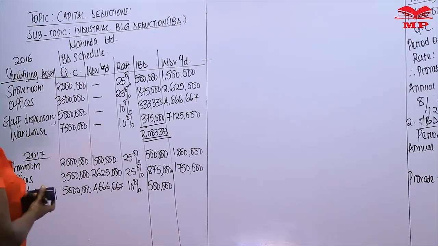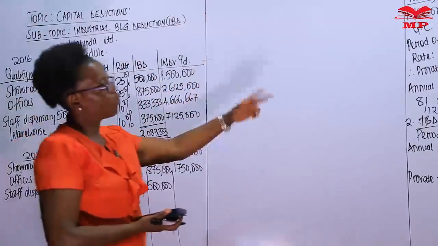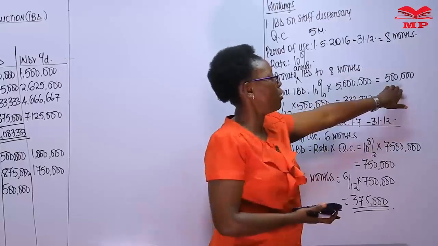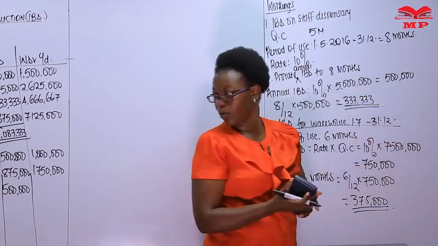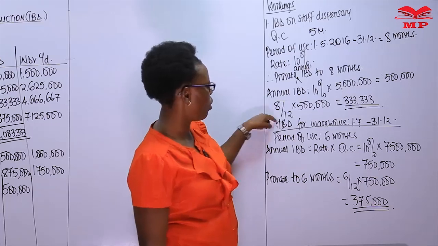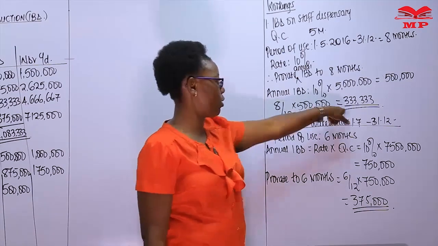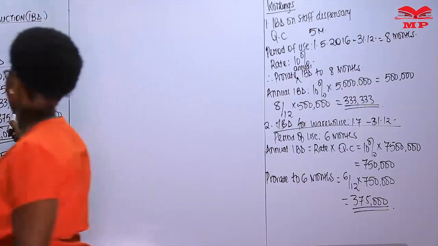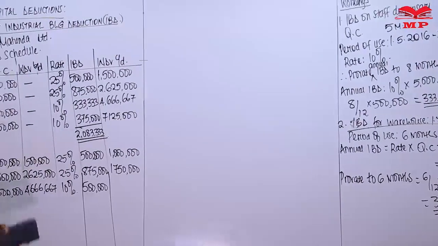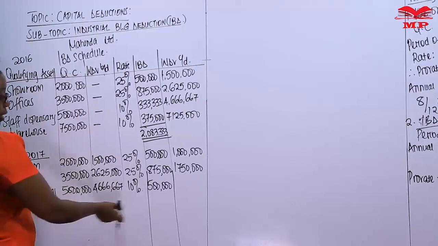The reason is that in 2016, we go back to our working there. In 2016, we had used our staff dispensary for 8 months. So we prorated the annual IBD. This 500,000 is what we have arrived at here. But because we used it for a portion of the year, we were supposed to prorate to 8/12. Because we said in IBD, you always prorate to the period of use. So 8/12, that is what gave us 333,333. And this is what we had for the first year. But because for 2017 the business has been in operation for the whole year, and we have used the dispensary for the whole year, we're going to claim 10% of the qualifying costs, and that is 500,000.